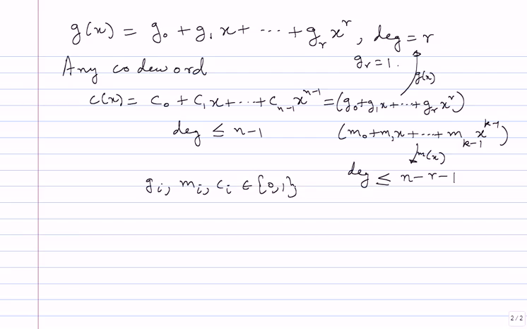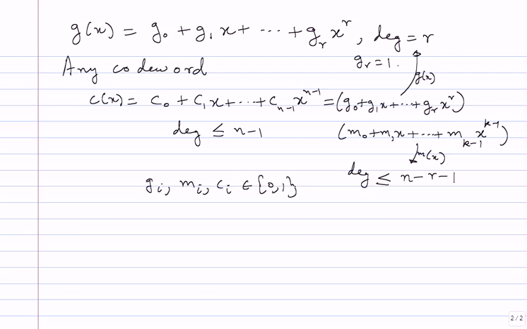Can I get the same code word with two different m(x)'s of degree less than or equal to n minus r minus 1? It's not possible. Once I change m(x), c(x) will also change. That's how polynomials behave. Two non-zero polynomials when multiplied will never give you zero. So that will not happen.